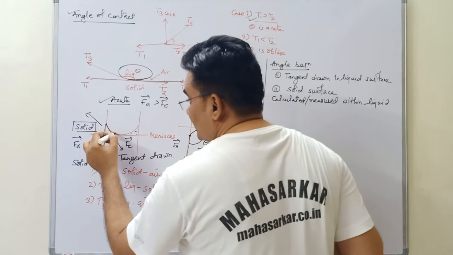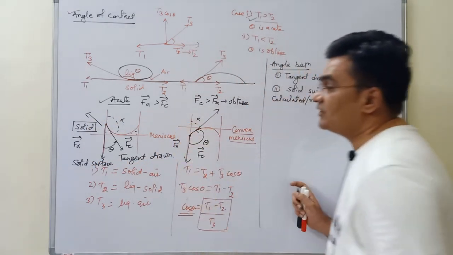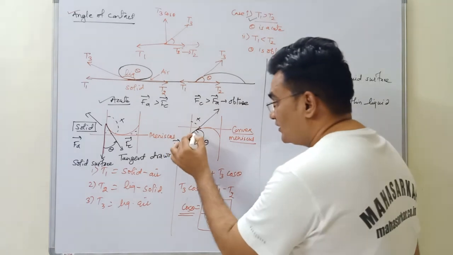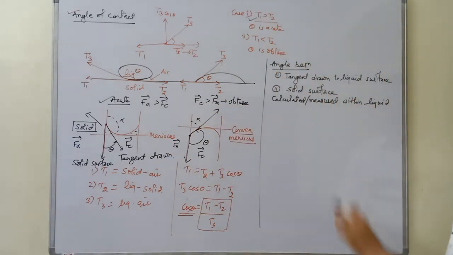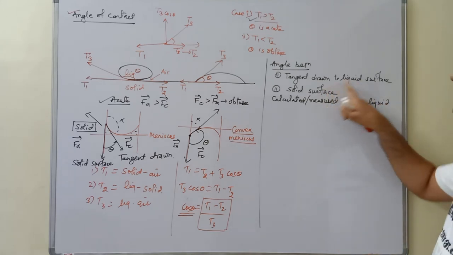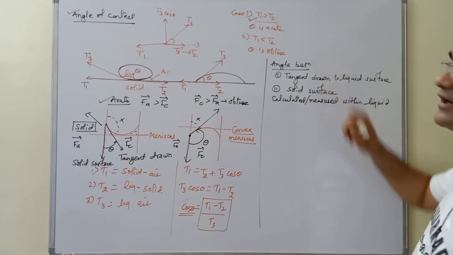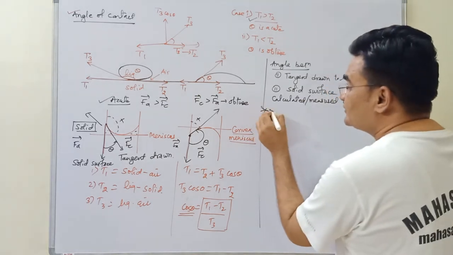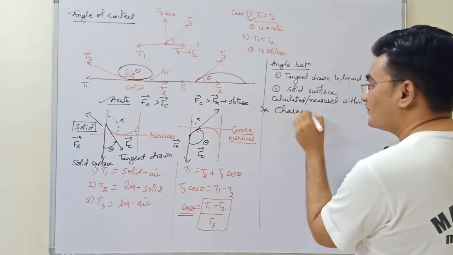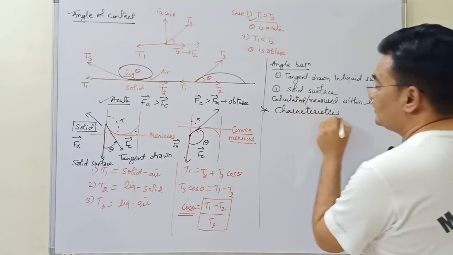So we cannot consider this angle. Here also we cannot consider this angle. We are going to measure inside the liquid only. So this angle between the tangent drawn to the liquid surface at the point of contact and the solid surface, measured within the liquid, is called what? Angle of contact. Angle of contact has some important characteristics, and you will be required this in the CET.